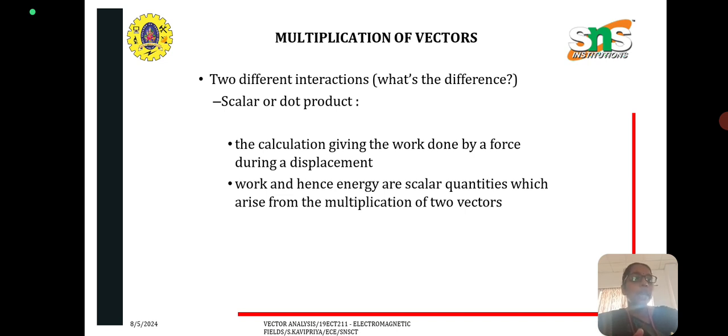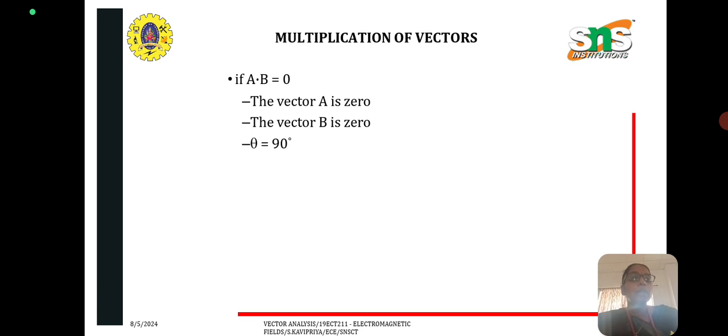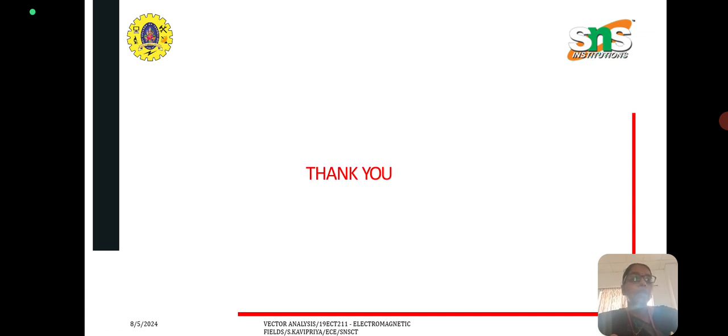Next is the multiplication of vectors. There are two different products. The first one is the scalar or dot product. The calculation gives the work done by a force during a displacement. Work and hence energy are scalar quantities which arise from the multiplication of two vectors. If A dot B is equal to 0, with vector A nonzero and vector B nonzero, then theta is 90 degrees. So that's all about the introduction to vector fields in electromagnetic field. Thank you.